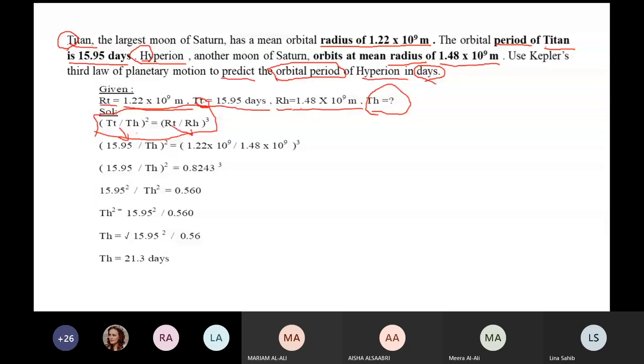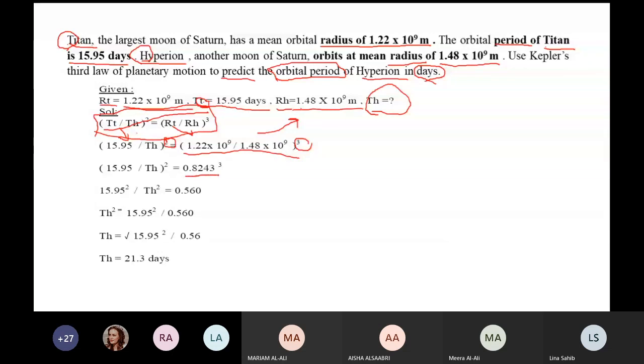Now replace the number. R for Titan, where is it? Sorry, the time was 15 and the R was 1.2020 times 10 to the 9. Divided by R Hyperion, how much is it? It was 1.4 times 10 to the power 9. Don't forget to put power 3 and here to the power 2. Automatically put this in the calculator and calculate that. Make the division and leave the power first.